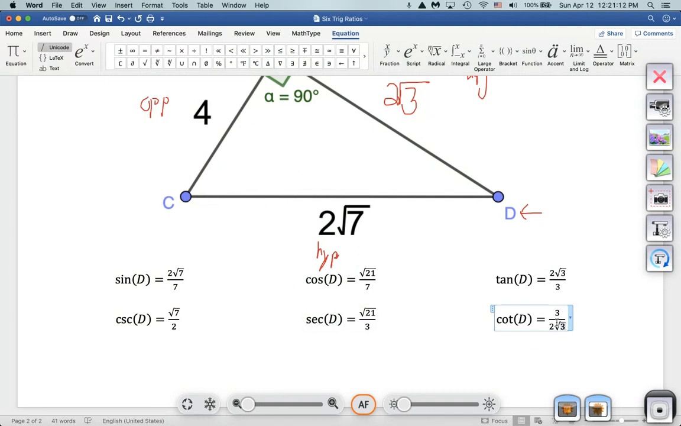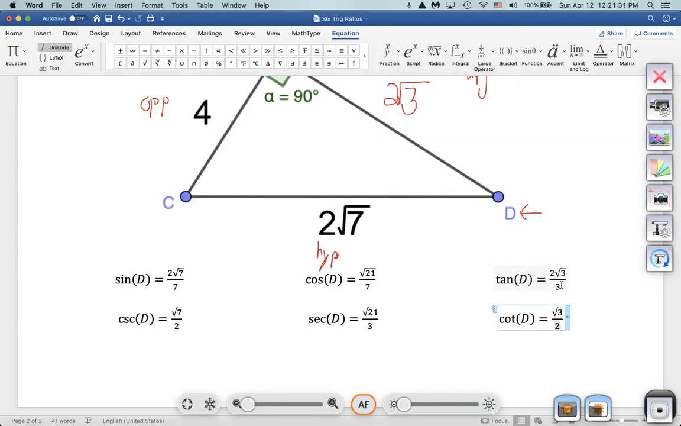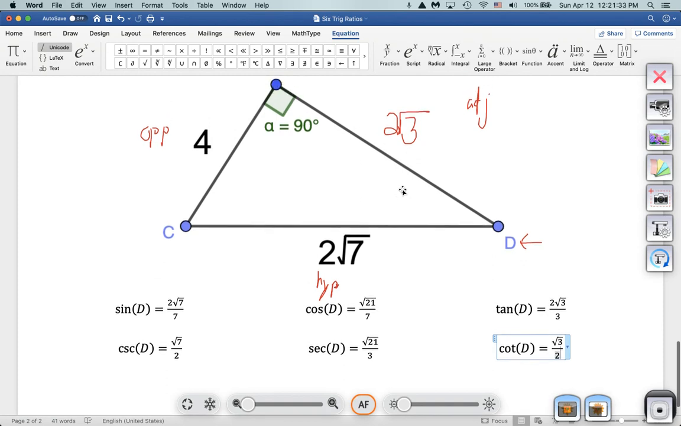So if I was to rationalize this denominator, I'm going to get the square root of 3. So I'm going to come back up here, put this underneath the square root of 3, and then I'm just going to get rid of this and make it square root of 3 over 2, which is the reciprocal of this. So just be careful when you're rationalizing the denominators.